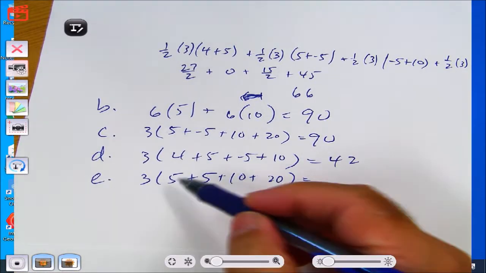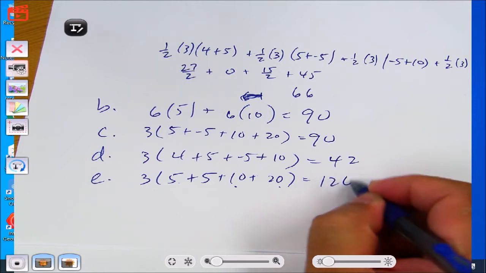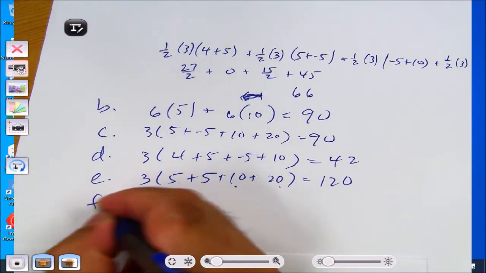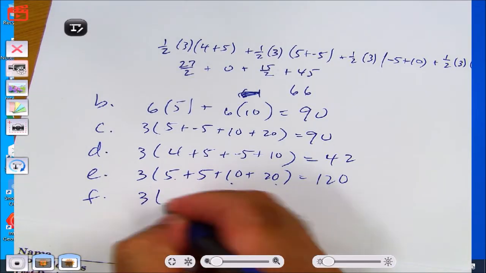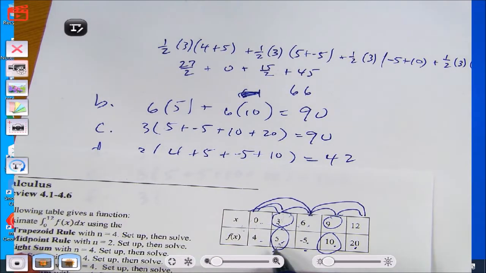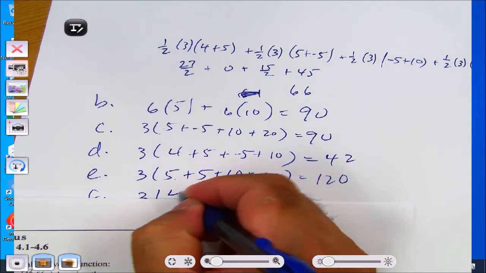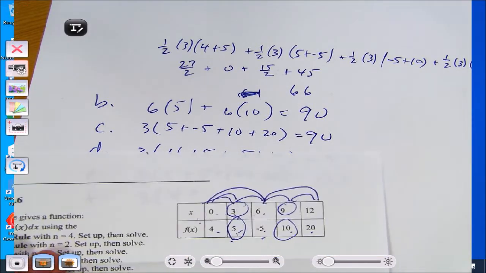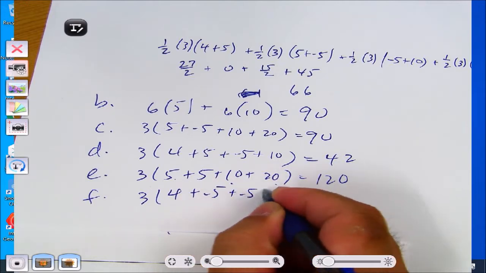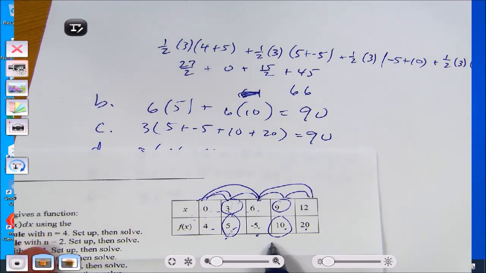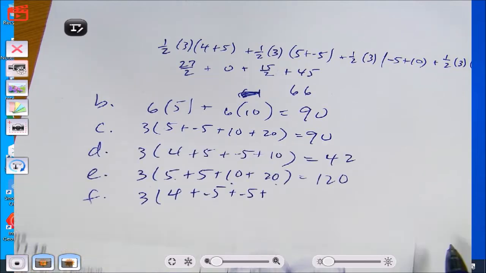So what's that? 10, 20, 40, 120. Yep. Then F, this is the lower sum example. The width is still the same. So between 4 and 5, 4 is the lower one. Between 5 and negative 5, negative 5 is the lower one. And it's going to be negative 5 again between negative 5 and 10. And now between 10 and 20, 10 is the lower one.